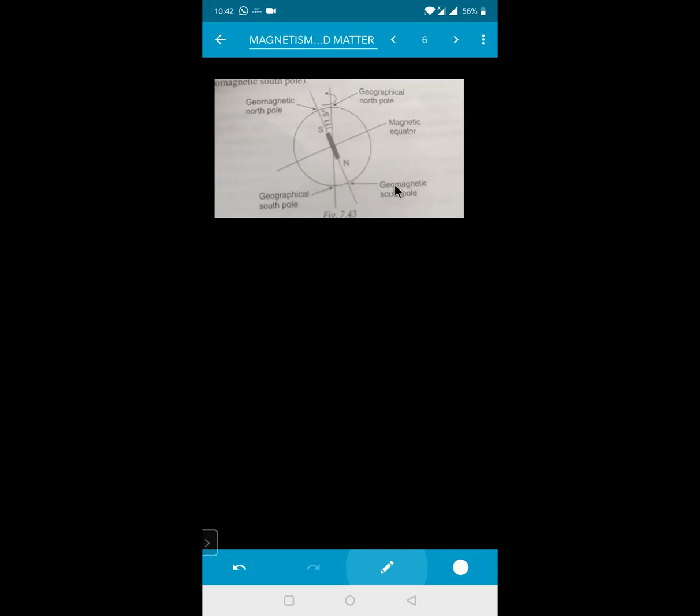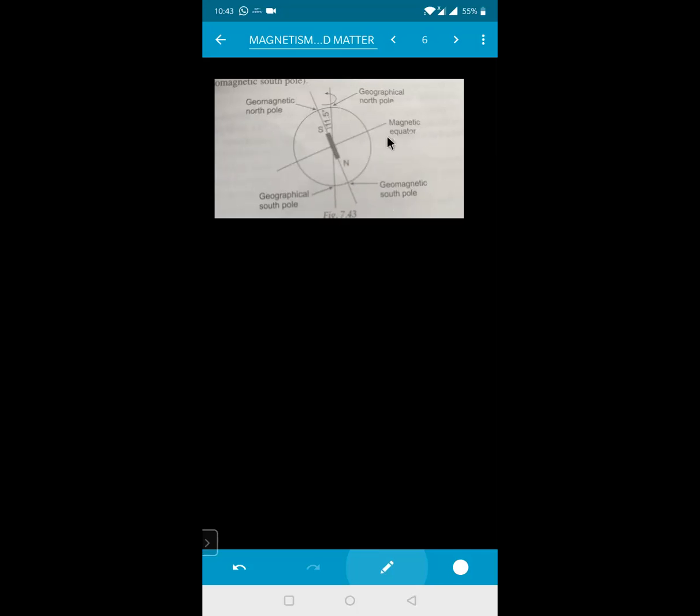And this part is known as your equator. This part is known as your magnetic equator. Now, what is the magnetic axis and what is the geographical axis? Can you tell me? So this axis is called what? Magnetic axis. This one is called what? Geographical axis.